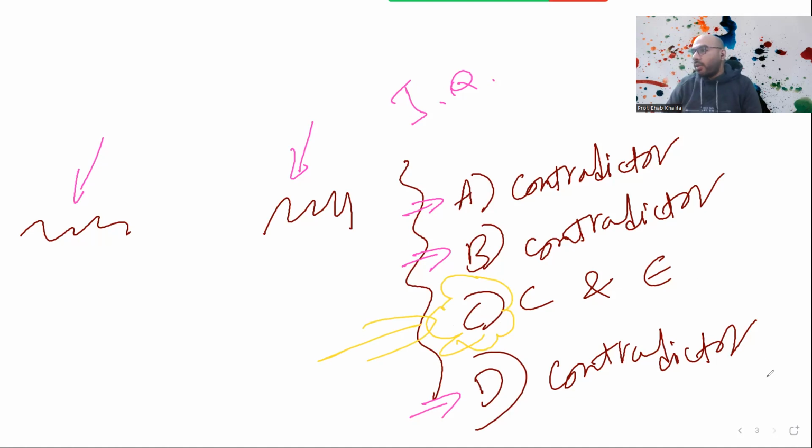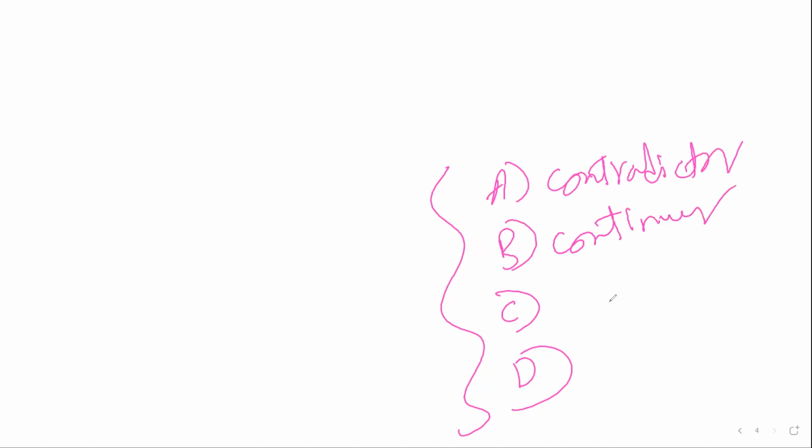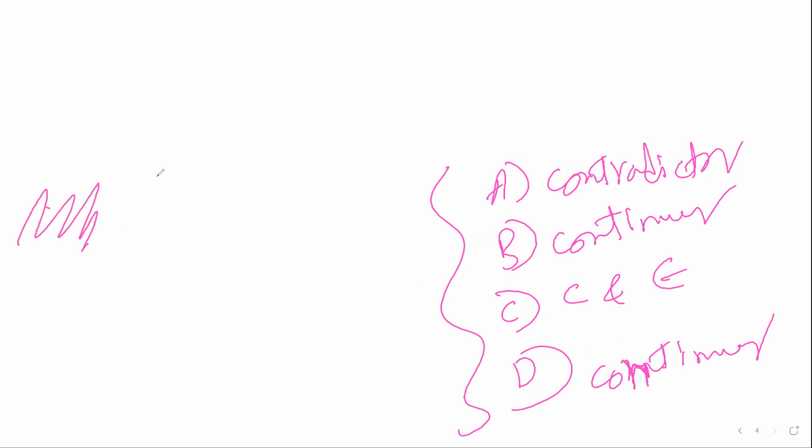Well, I give you another case now. Now I have 3 answer choices: A, B, and C and D. A, contradictor. B, continuer. And D, continuer. And C, cause and effect. Without looking even at what comes before or what comes after, can you eliminate 2 answer choices? Send me the answer choices you can eliminate.